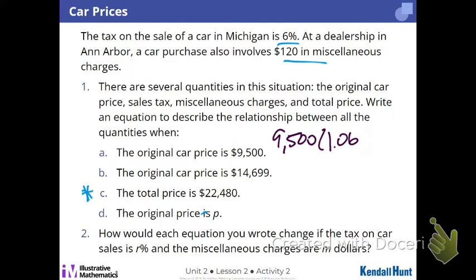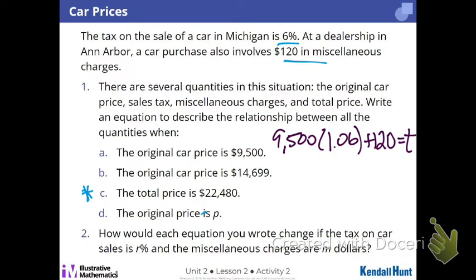Here's why. 9,500 times 1 equals what? No, 9,500. Anything times 1 is itself. Okay? Then the 6% is extra. That's the 6% tax. Then I need to tack on my 120 to equal my total. I want to give you 30 seconds to go through your next ones to change anything in case you want to.